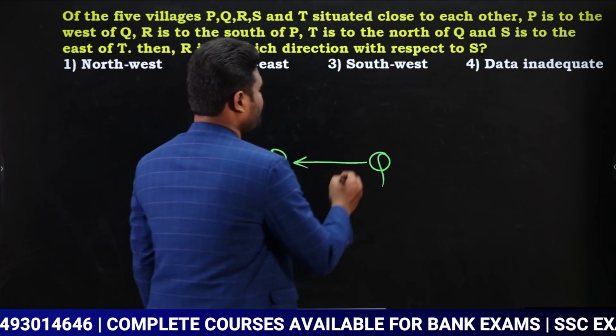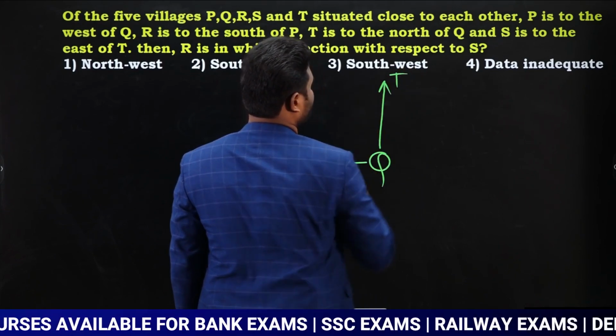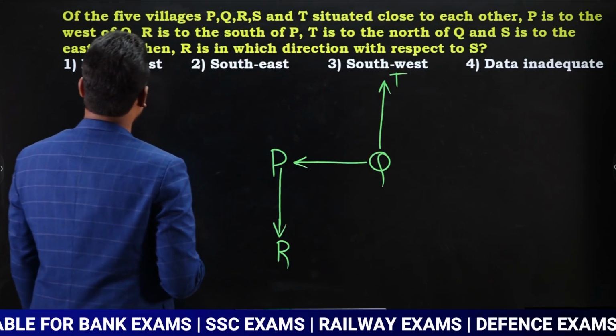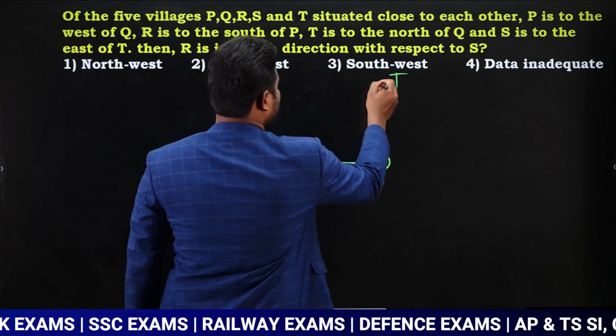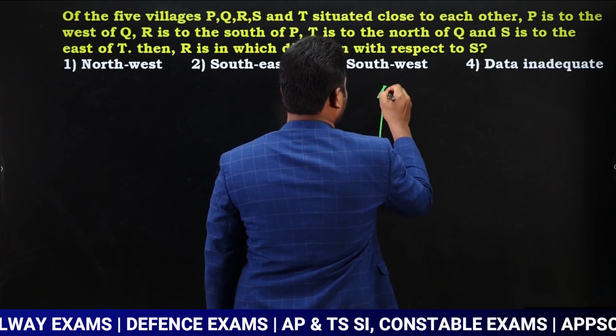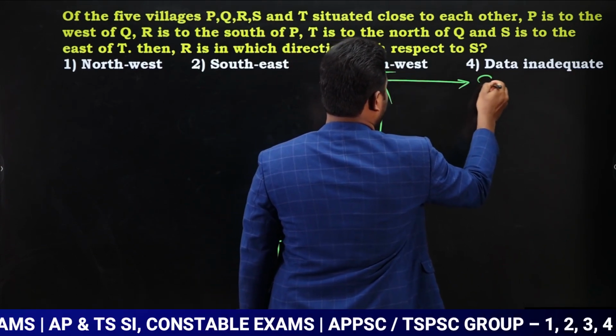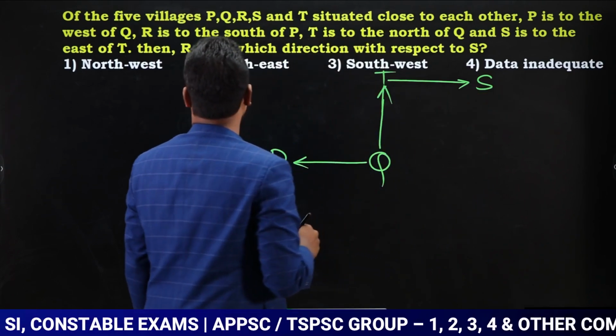T is to the north of Q. S is to the east of T. Now this is T and it is said S. S is to the east of T.